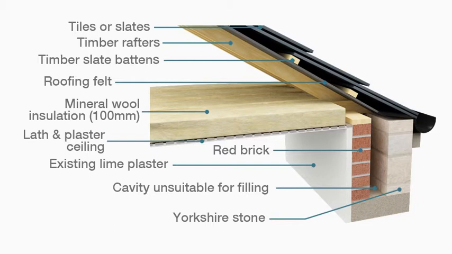In this example, an unheated loft with ordinary roofing felt, it is vital to keep a ventilation gap under the eaves to prevent condensation building up in the loft space, so you can't pack the insulation into the corners.